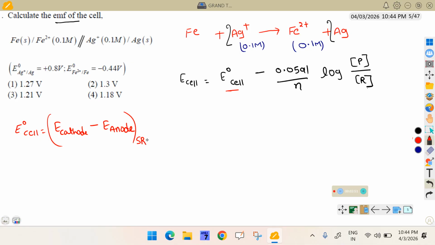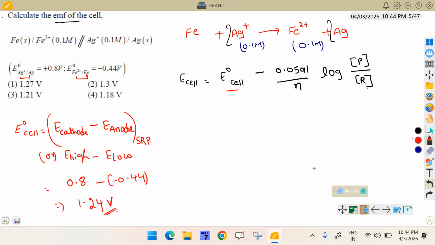Consider reduction potential values. Ag plus is converted to Ag. It is a reduction potential. Fe2 plus is converted to Fe. This is also reduction potential. Or it can also be written as E high value minus E low value. Cathode 0.8 minus 0.44. Then you will get 1.24 volts E naught value.